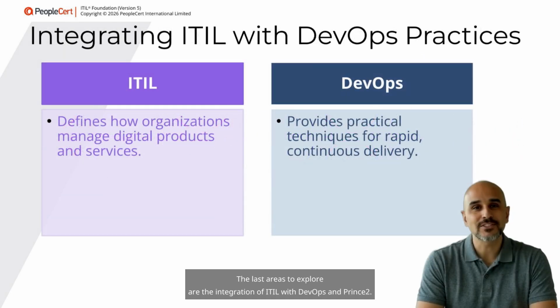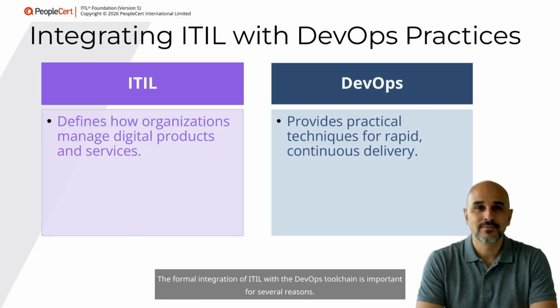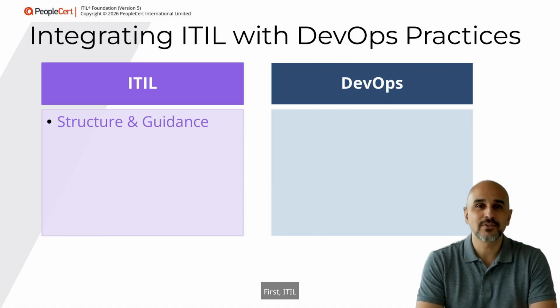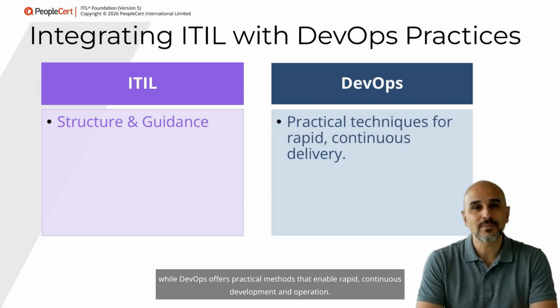The last areas to explore are the integration of ITIL with DevOps and Prince2. Let's begin by looking at ITIL and DevOps. The formal integration of ITIL with the DevOps toolchain is important for several reasons. First, ITIL provides the structure and governance for managing digital products and services, while DevOps offers practical methods that enable rapid, continuous development and operation.